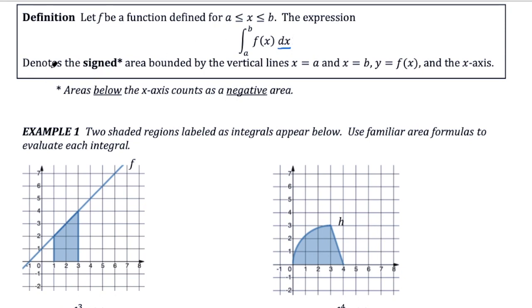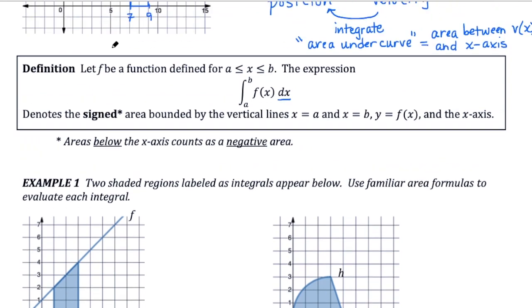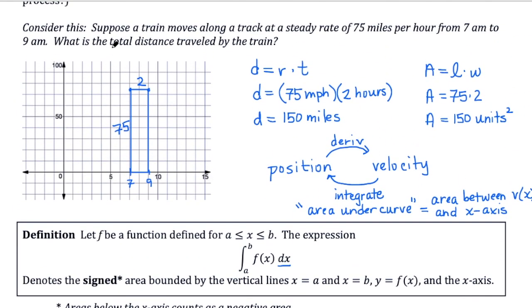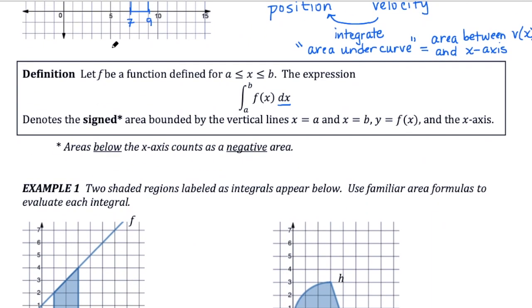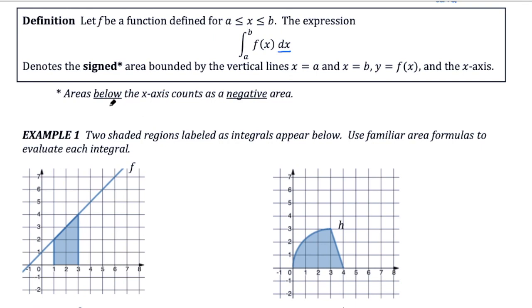Now, this expression denotes the signed area bound by the vertical lines. So you kind of cut off your function from one vertical point a to another vertical point b. You have the function and the x-axis. And it is considered to be a signed area. Hopefully you're familiar with the idea that velocity can be negative because it indicates the direction of travel. Well, when we work with integrals, we do consider signed areas, and it is always the areas below the x-axis that count as negative areas.